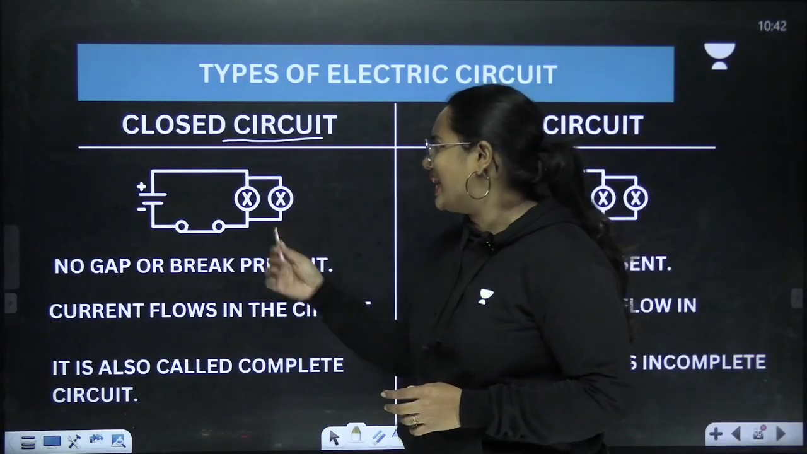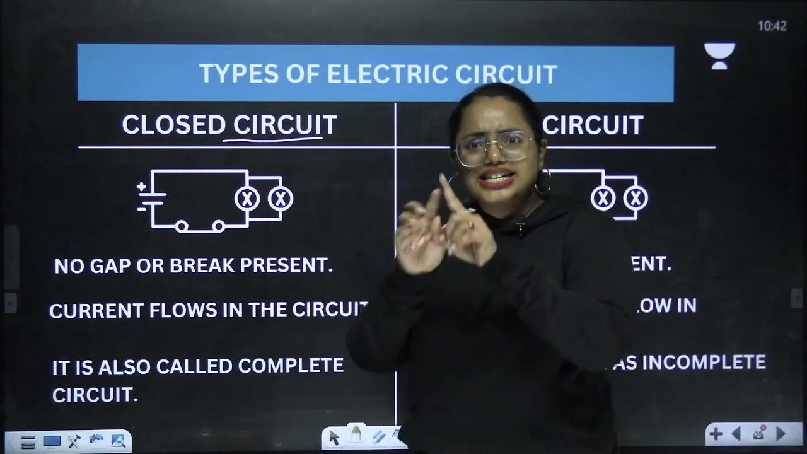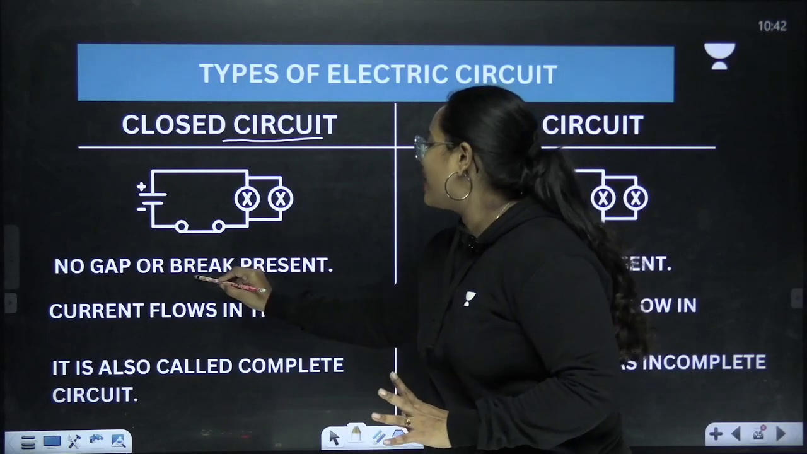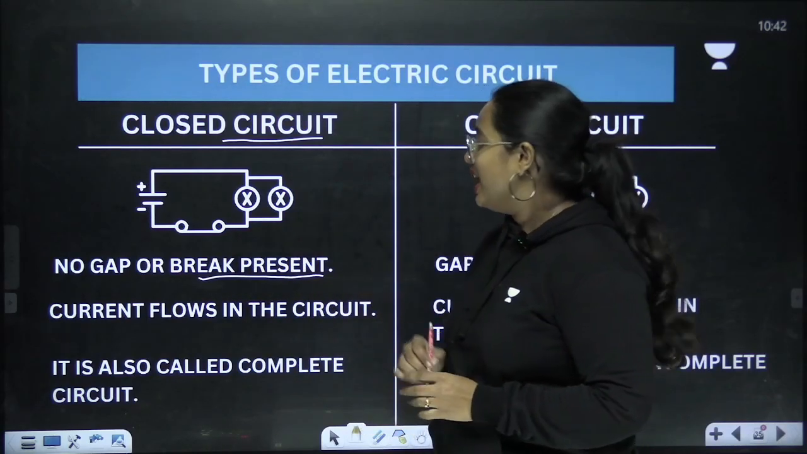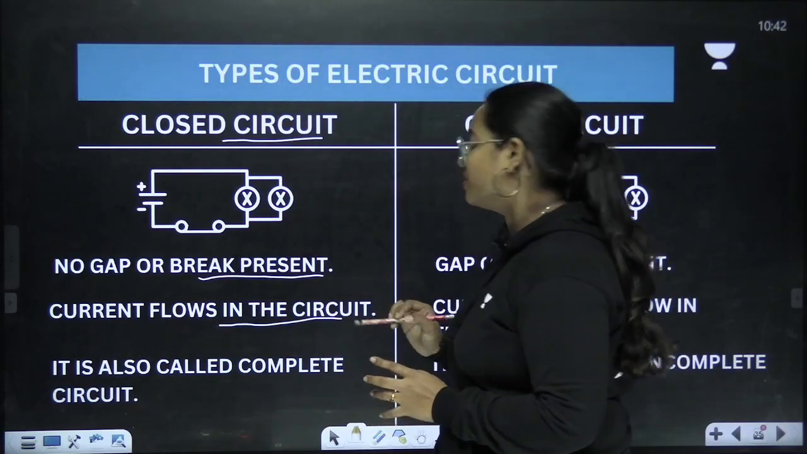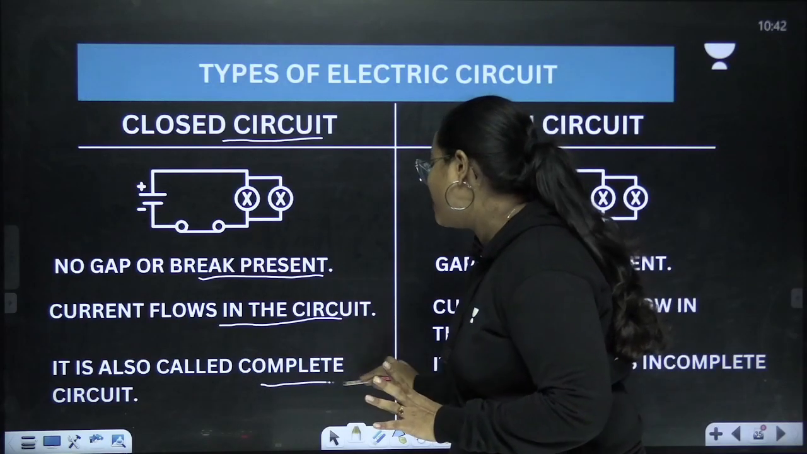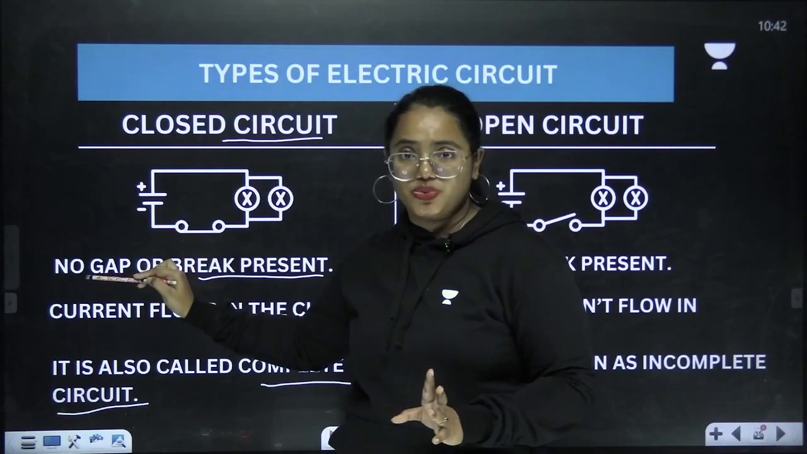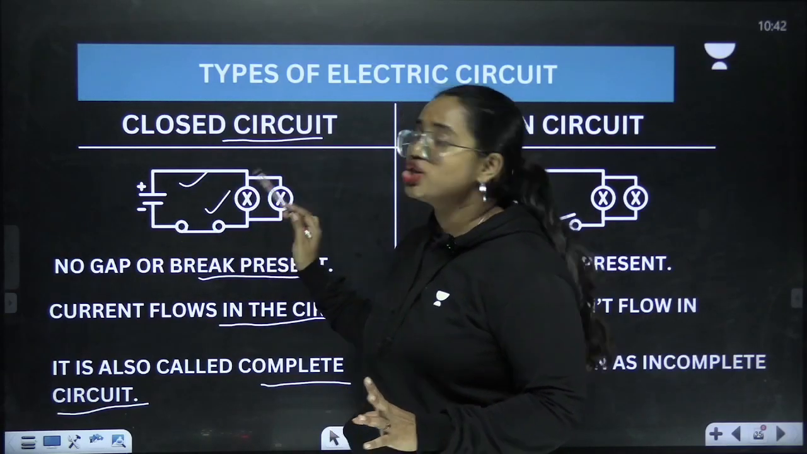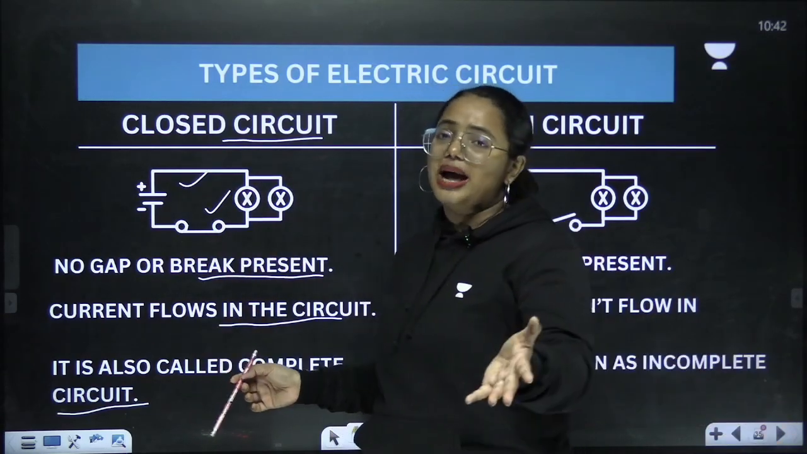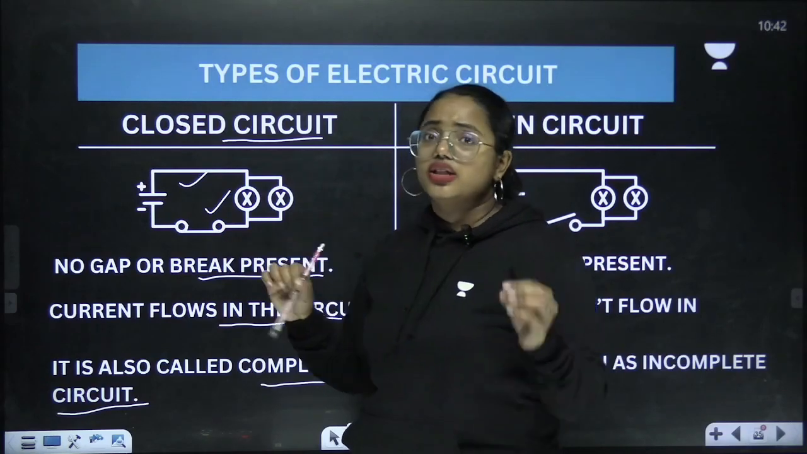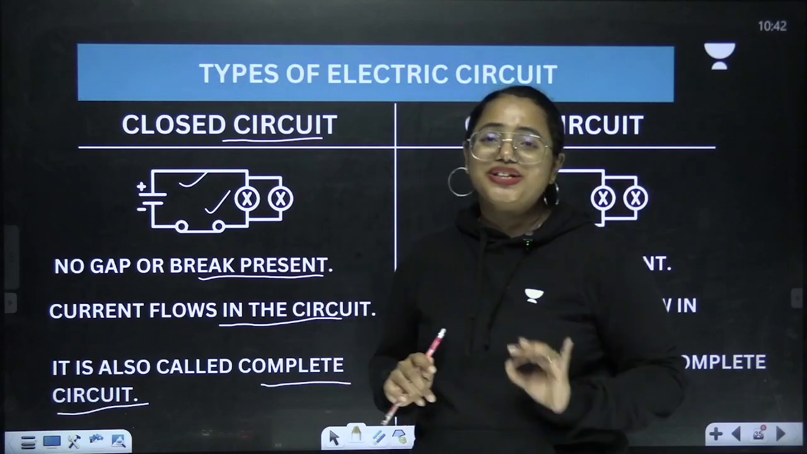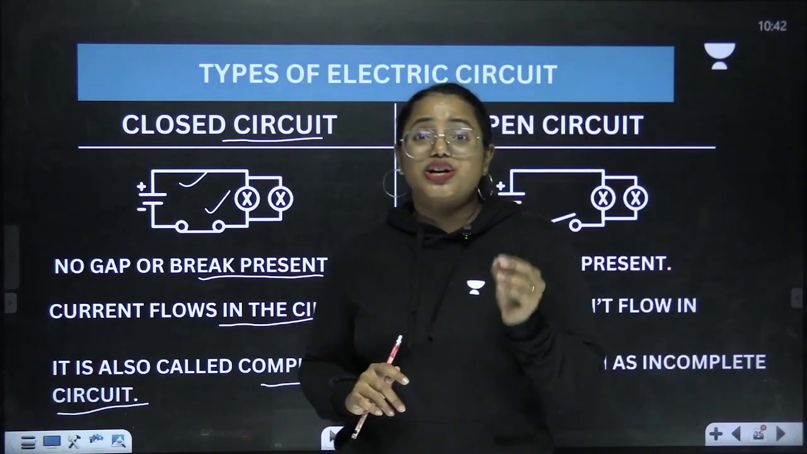Can you see any gaps here? No, right? Everything is so much closed. So no gap or break is present, and therefore current flows in the circuit. And that is the reason we call this a complete circuit. You can see there is no gap in between. We have a cell, we have a switch, and we have other components too. So what happens when these are connected? There is no gap present, so electric current can simply flow through it. And that is the reason we call it a closed circuit or complete circuit.